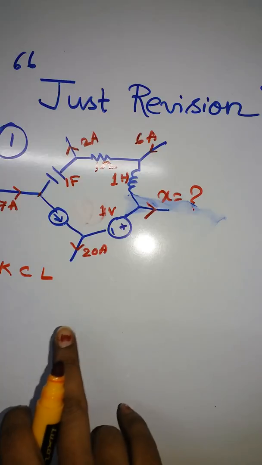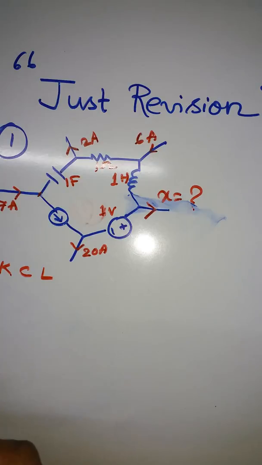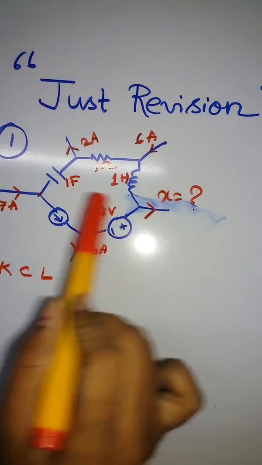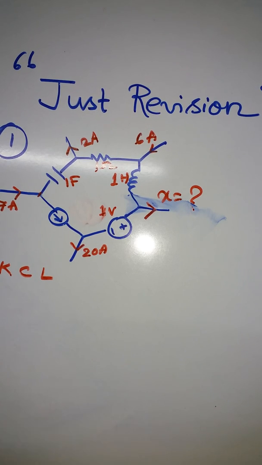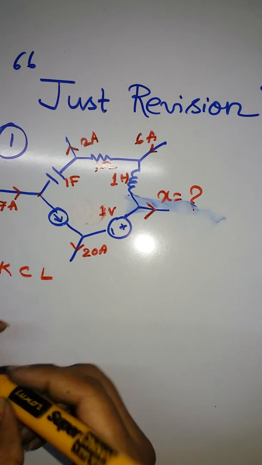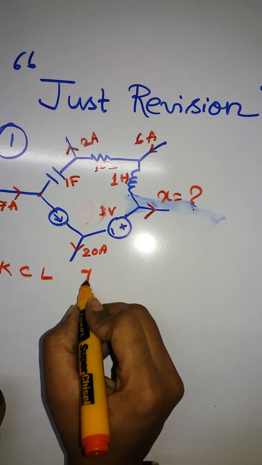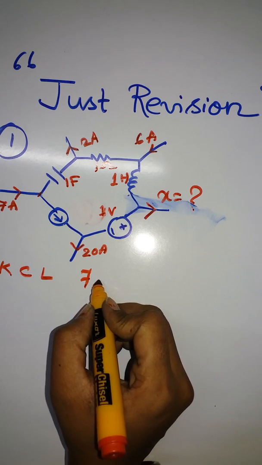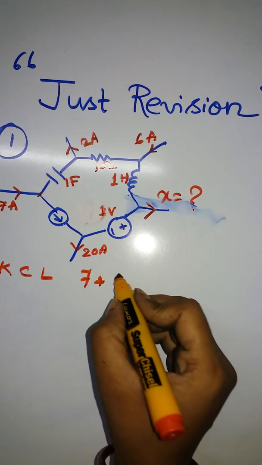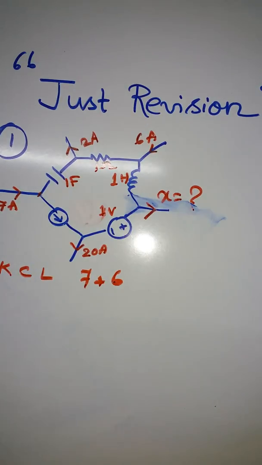Now, what does this say? The summation of all your incoming current is equal to the summation of your outgoing current, right? So from the diagram itself, it is very clear which currents are the incoming currents. The 7 ampere is your incoming current and the 6 ampere is your incoming current, right?